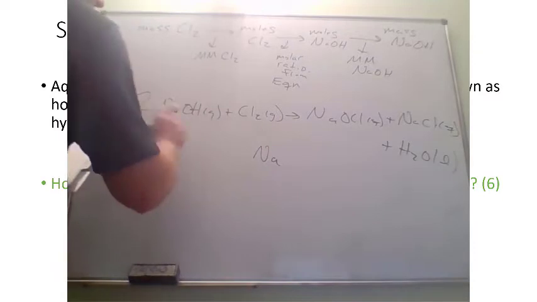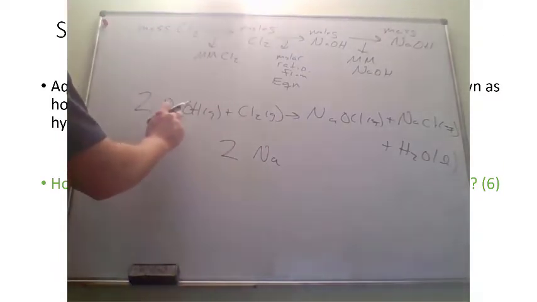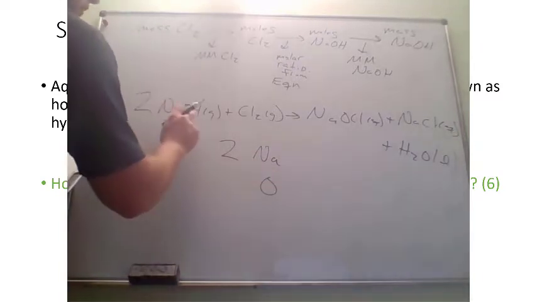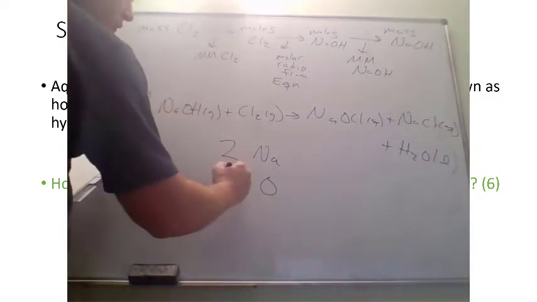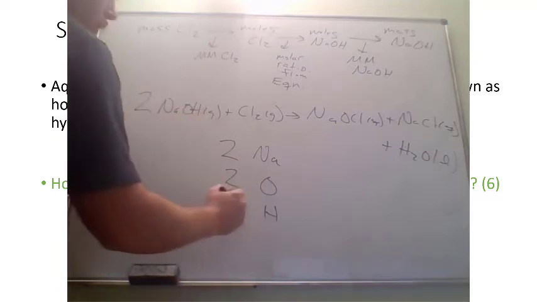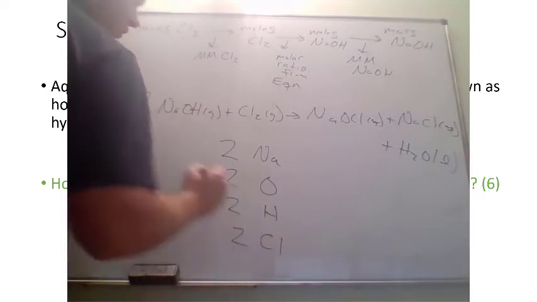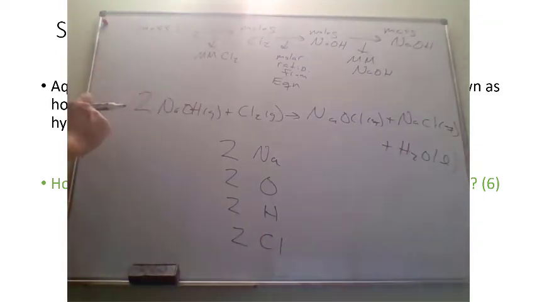So we have sodium. How many sodiums do we have? 2 times 1, so we have 2 sodiums here. Oxygen, we have 2 times 1 is 2 oxygens. Hydrogen, we have 2 times 1 is 2 hydrogens. And chlorine, we have 2. So we have 2 of everything.